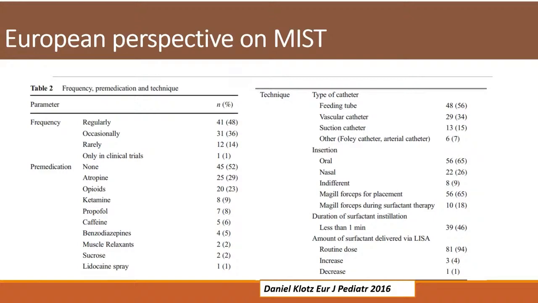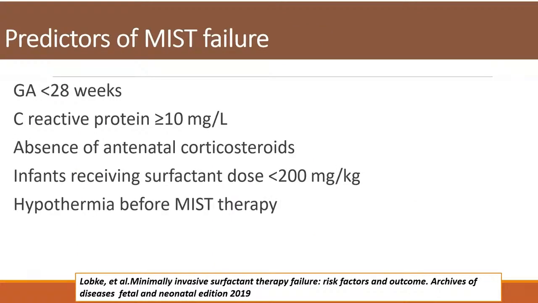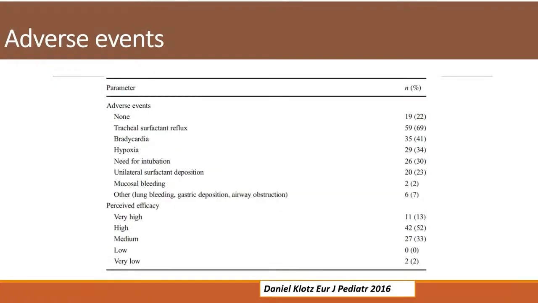Differences in practices do continue to exist with regards to the type of pre-medication, such as atropine, opioids, or ketamine that may be used along with the procedure, and the type of catheter that is used, ranging from a feeding tube to a stiff vascular angiocath catheter or a suction catheter in some cases, the route of insertion, nasal, oral, or the use of Magill forceps versus not using Magill forceps, etc. So this much about the different techniques in surfactant administration.